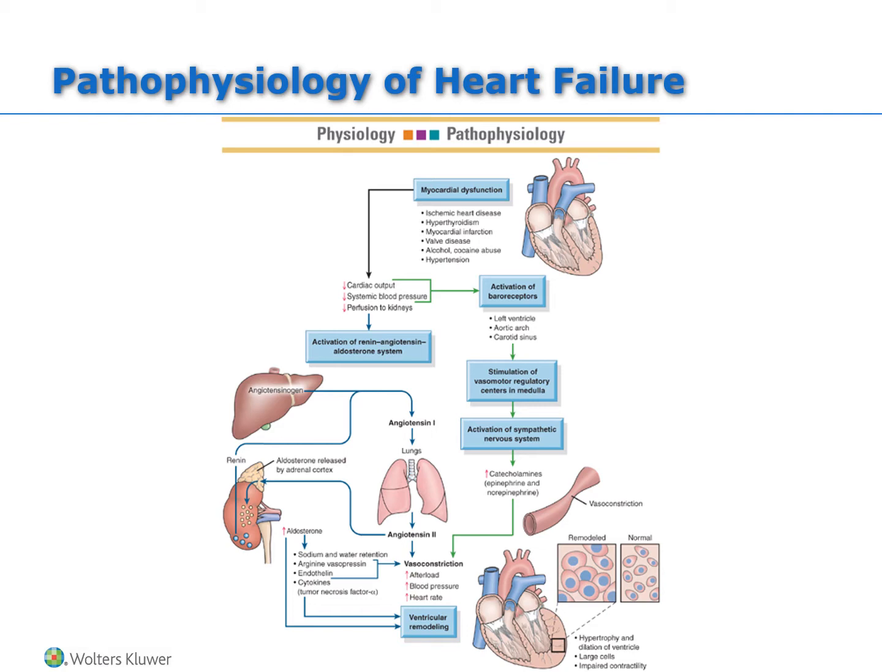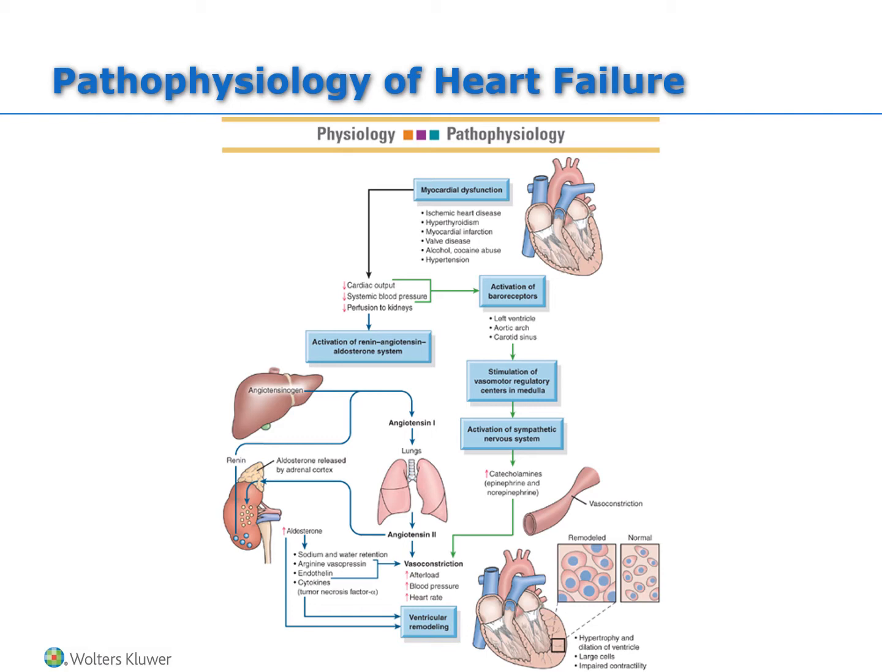The baroreceptors in the aortic and carotid vessels will sense the decreased blood flow and stimulate the sympathetic nervous system to release catecholamines in an attempt to increase the heart rate and contractility of the muscles. The stimulation of the sympathetic nervous system will cause vasoconstriction, which decreases renal perfusion. This decrease will cause the release of renin by the kidneys.